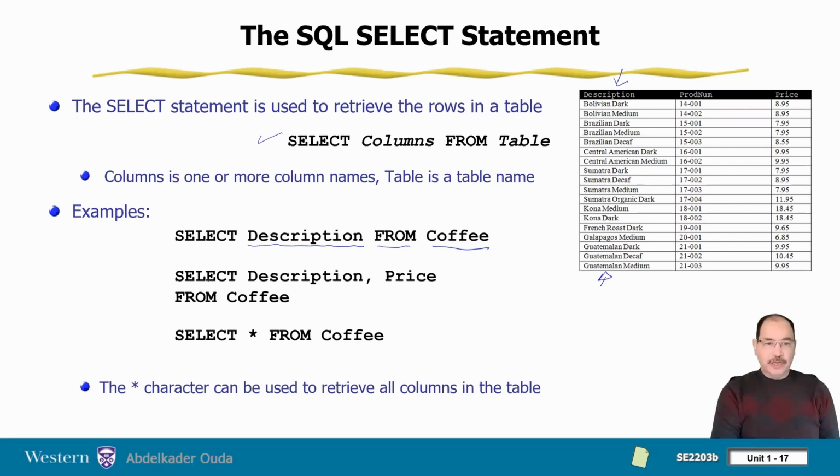In this example, we write select description, comma, price. That means I need to retrieve information from the column description and from the column price from the table coffee. When I execute this command, we're going to retrieve all the information from description and price in one command. If I need to retrieve the whole data stored in the table, I use a star. That means every single column needs to be considered. So I'm going to write select star from coffee. This will return all data in this table.